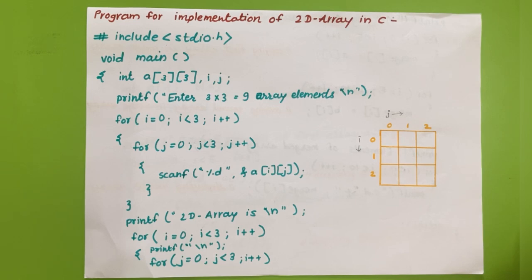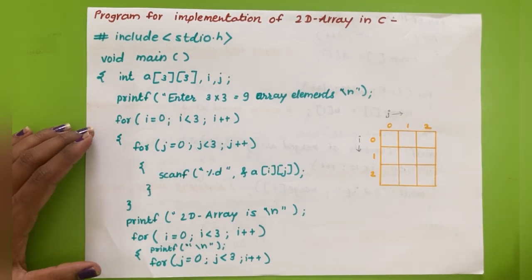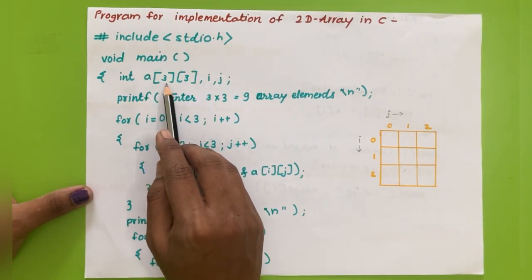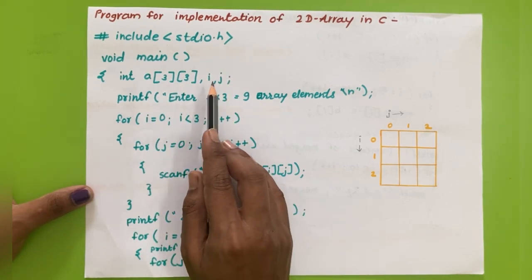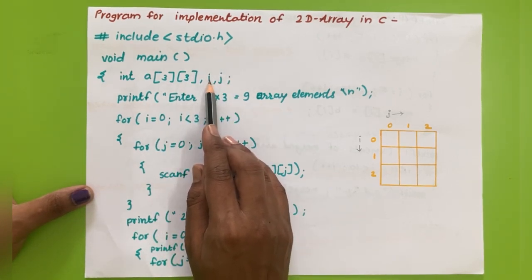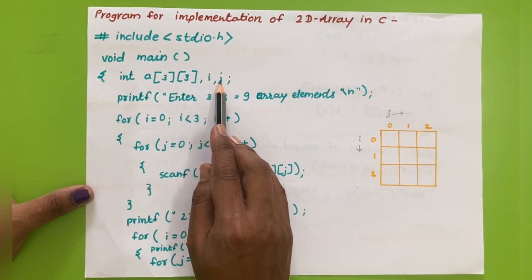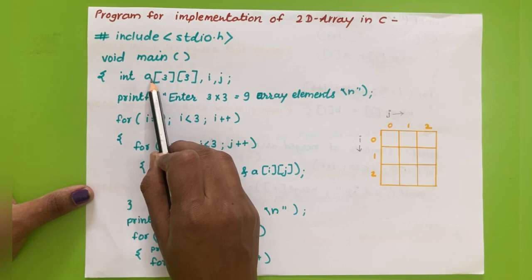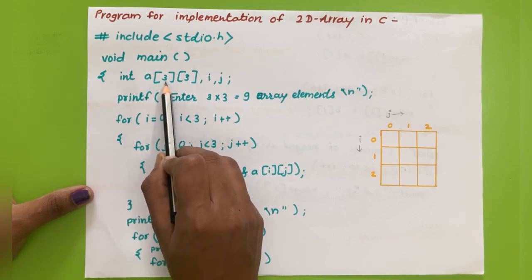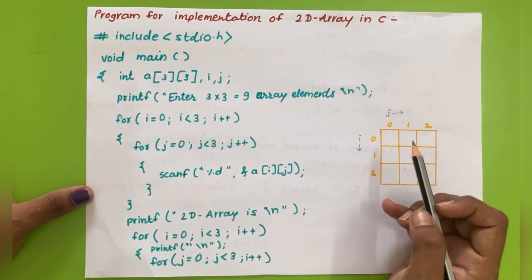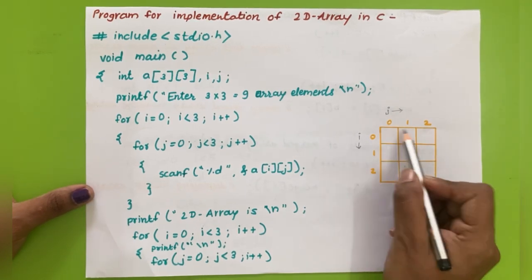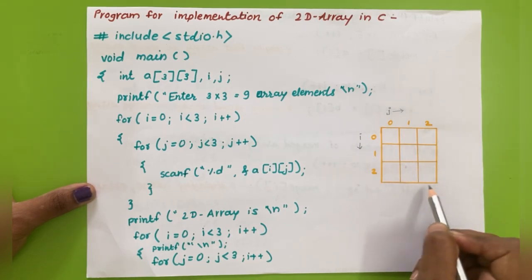Now in this video we are going to implement a two-dimensional array, that means a matrix. For that purpose we have taken array A of size 3 by 3 and will require two variables, I and j, for looping purpose. Okay, so we have taken the array of size 3 by 3, so in total we are going to accept and print 9 array elements.